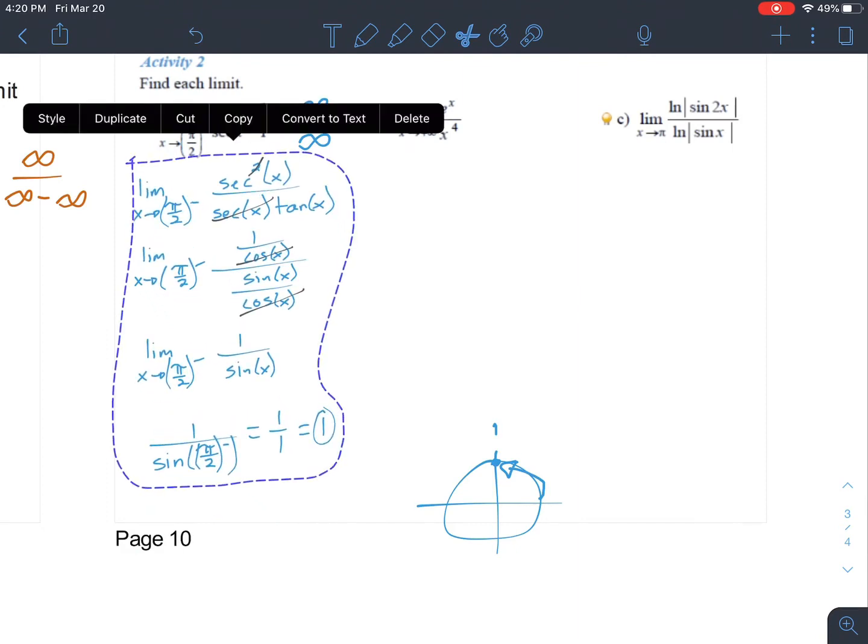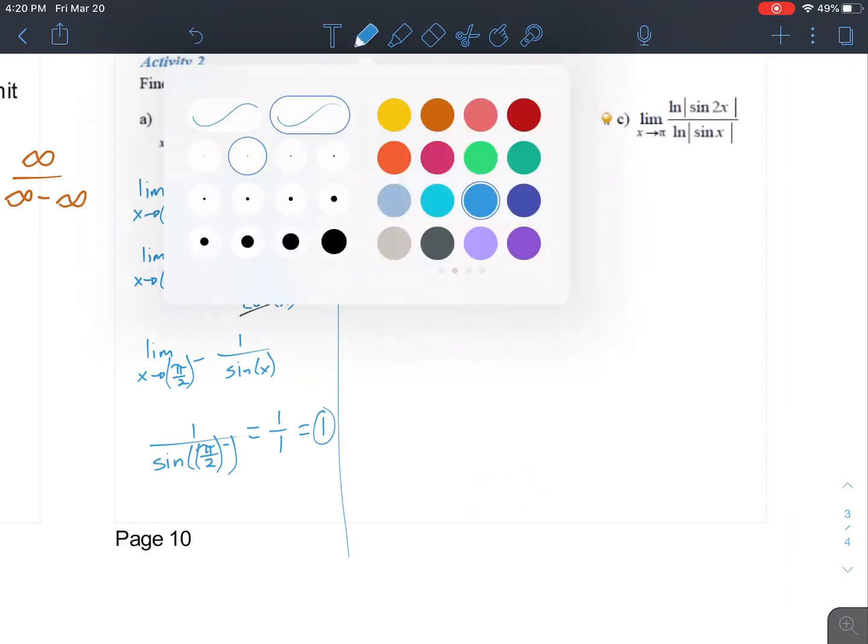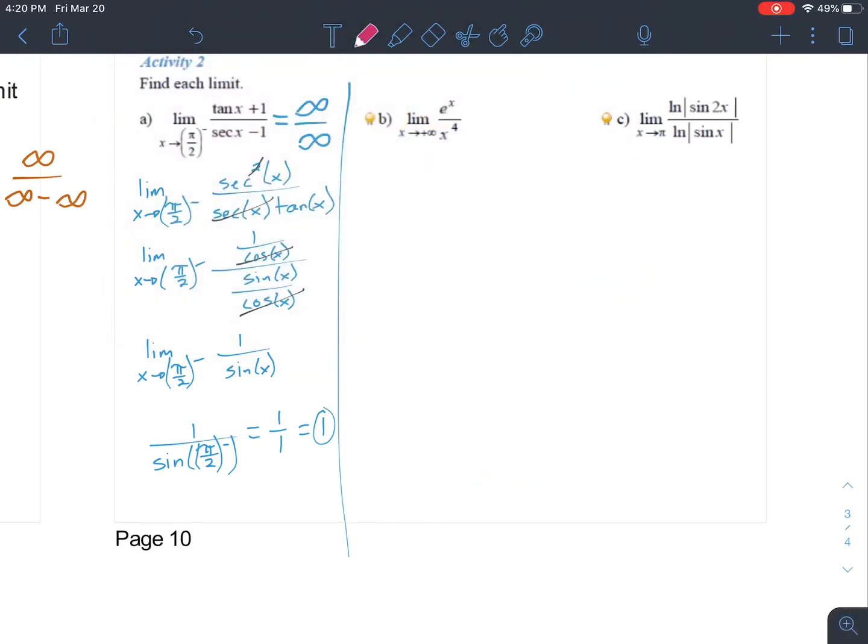Okay, give ourselves some more space then so we can answer the other questions. For the second one, we're going to start by putting infinity into both. The top, e to the infinity, is indeed infinity. At the bottom, infinity to the 4th power, that will be infinity. We need to do L'Hopital's.